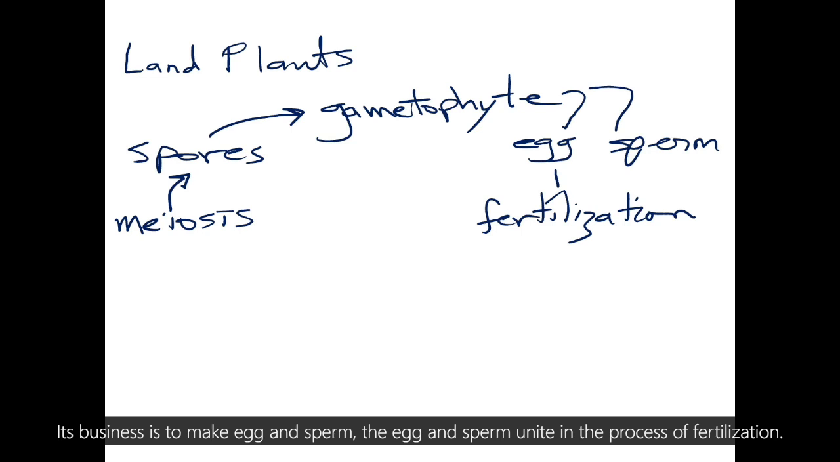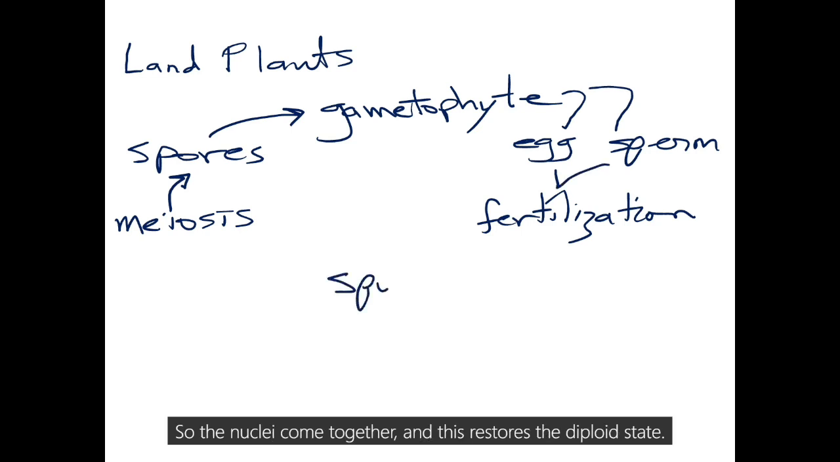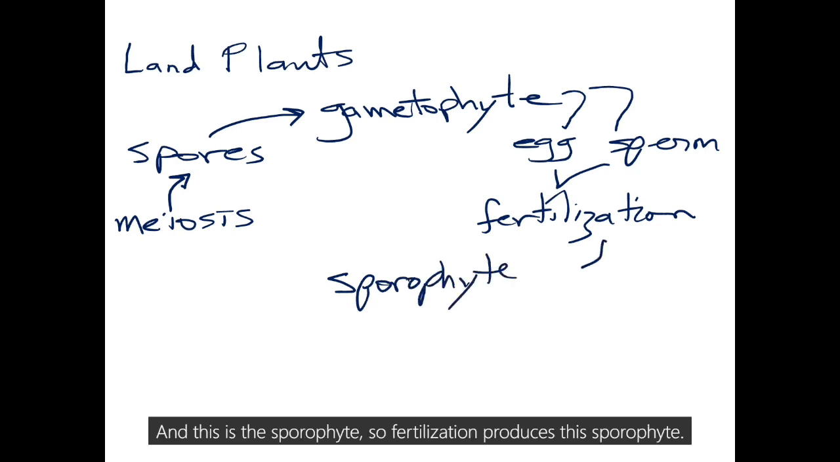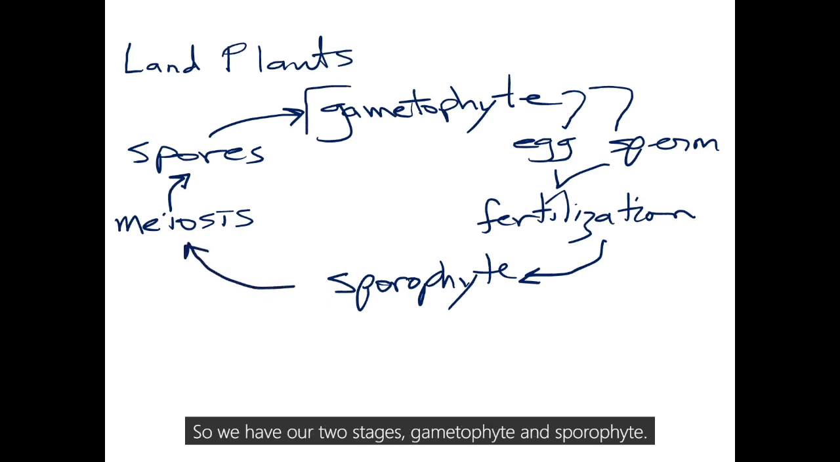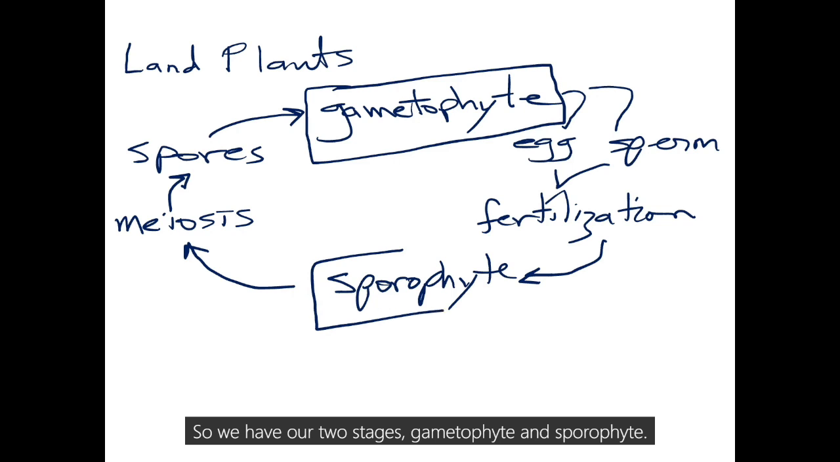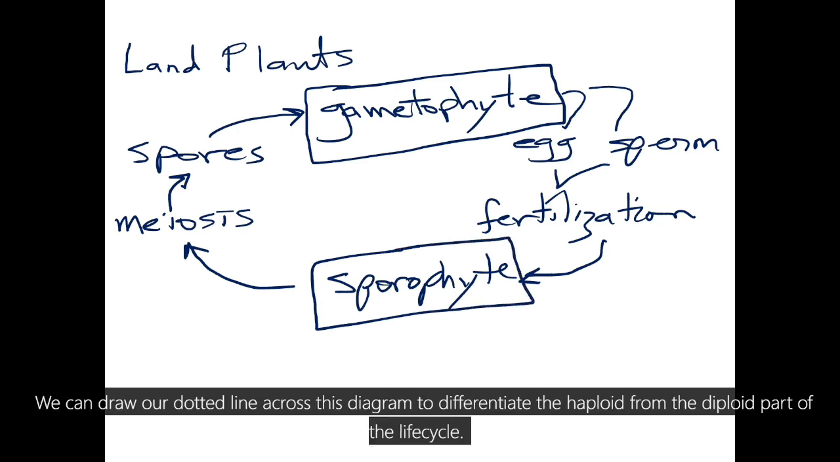The egg and sperm unite in the process of fertilization, so the nuclei come together, and this restores the diploid state. And this is the sporophyte. So fertilization produces the sporophyte. So we have our 2 stages, gametophyte and sporophyte. We can draw our dotted line across this diagram to differentiate the haploid from the diploid parts of the life cycle. So let's do that.